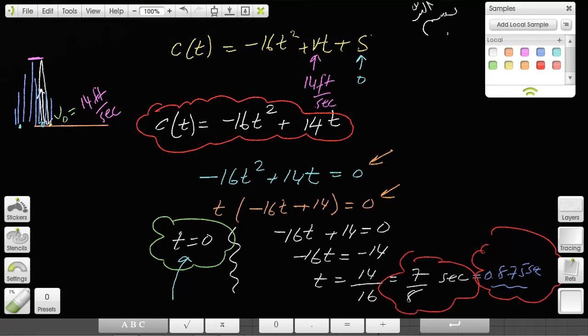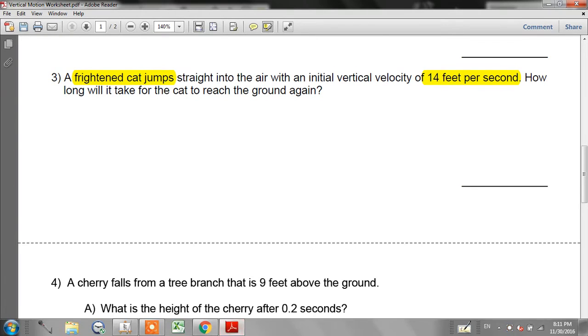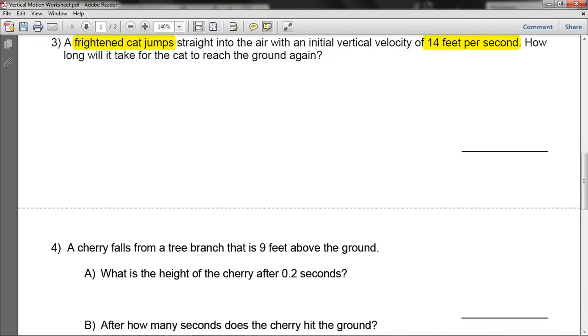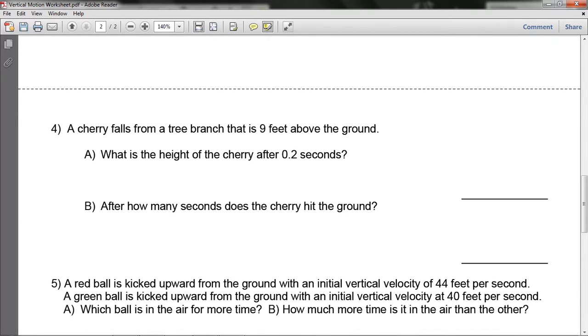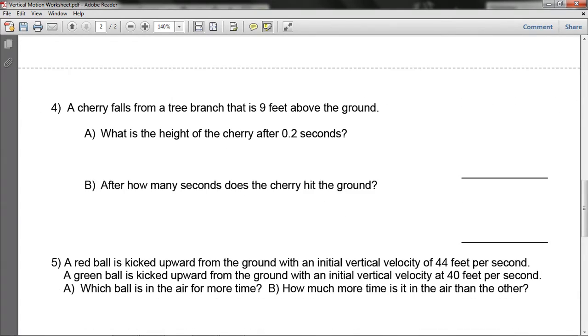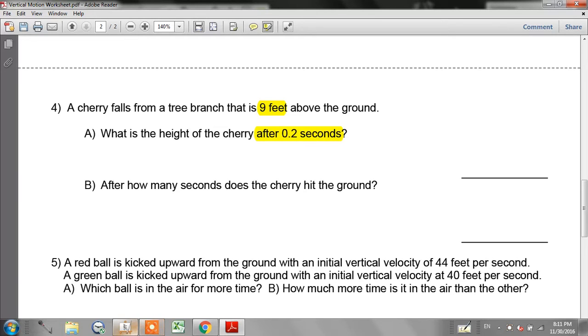Before I finish, I'd like to do another question. So let's read this. A cherry falls from a tree. Finally, a cherry question. A cherry falls from a tree branch that is 9 feet above the ground. What is the height of the cherry after 0.2 seconds? I could do that, I think, inshallah. So let's check it out.